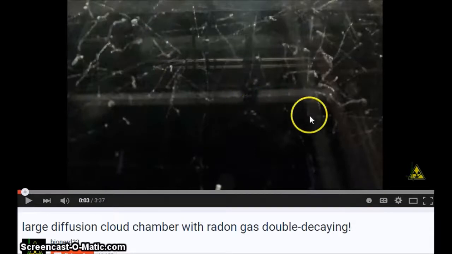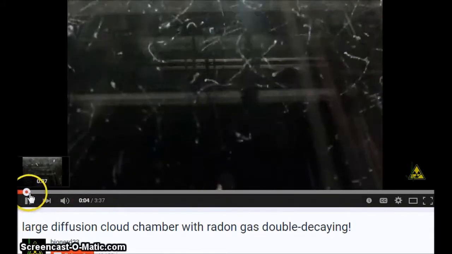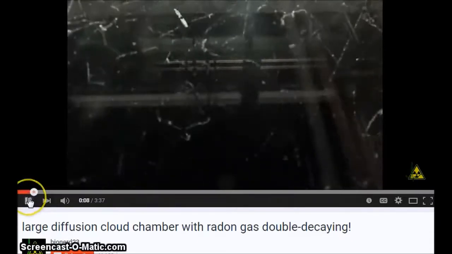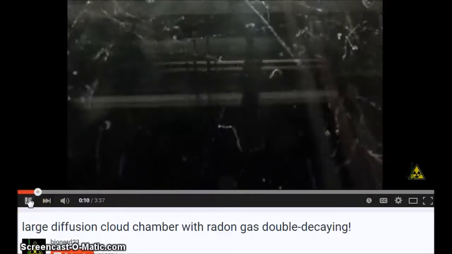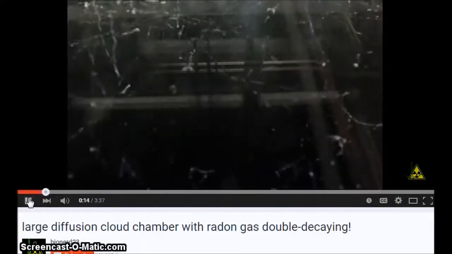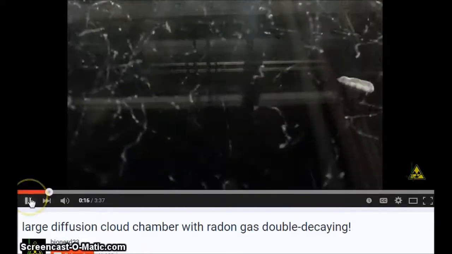So each of these tracks in this particular part of this video that you see, these white tracks, is a gamma ray. Later in the video, she's going to demonstrate some other particle radiation in it. The thick and short trails are from alpha radiation, and the long and thin ones are from beta radiation. It works by creating a large temperature gradient between the bottom and the top by effectively cooling the bottom and heating the top.